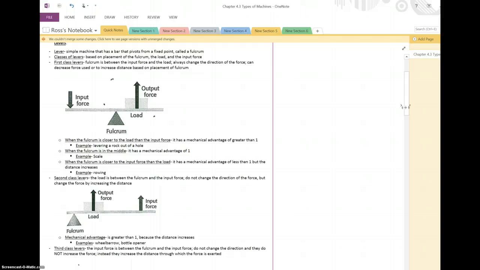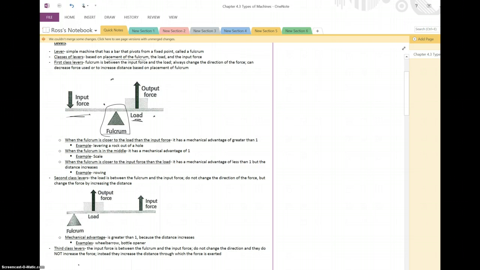So a lever, you use levers all the time without really realizing it. A lever just has a bar that pivots from a fixed point called the fulcrum. This is the fixed point here. In this case, this is a first class lever. The classes of levers change based on the placement of the fulcrum, so where the fulcrum is. In a first class lever, the fulcrum is between the load, whatever you're trying to pick up, and the input force, you pushing down.